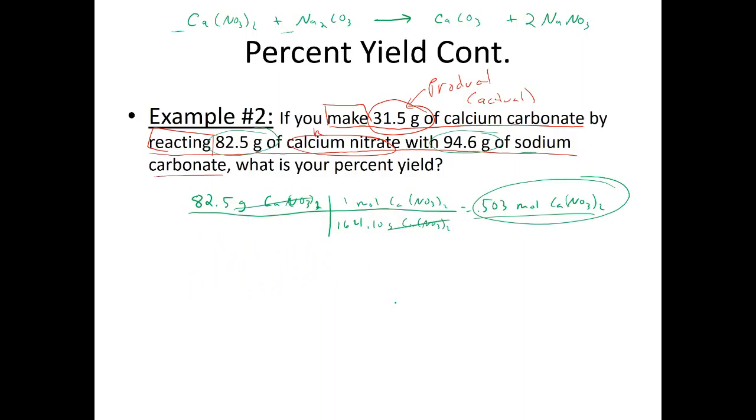Alright, we're almost there. Now, we know our actual amount. We just have to figure out our theoretical amount, and this is my limiting reactant. So now that I know my limiting reactant, I can predict my theoretical amount. Let's go orange. Never use orange. All right. So my limiting reactant is 0.503 moles of calcium nitrate. Now I need to look at my mole ratio of calcium nitrate to calcium carbonate, and again it's 1-to-1, which makes this really easy. 1 mole calcium nitrate to 1 mole calcium carbonate.